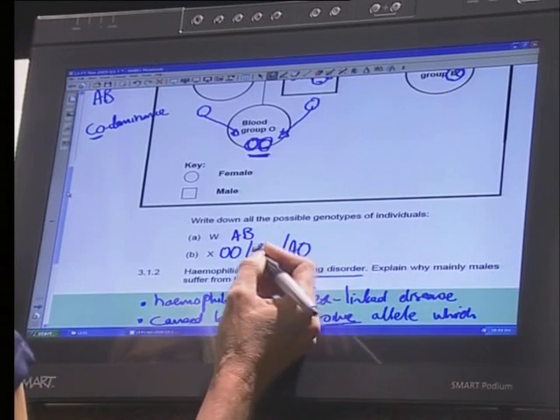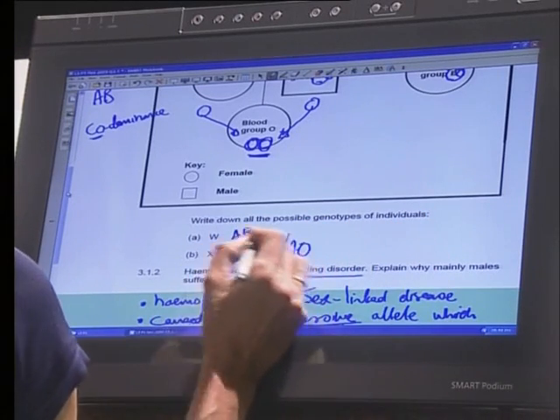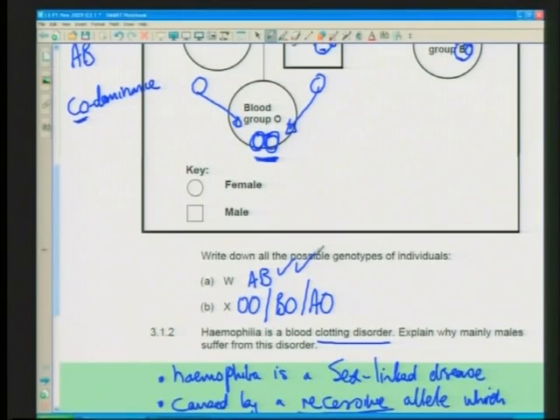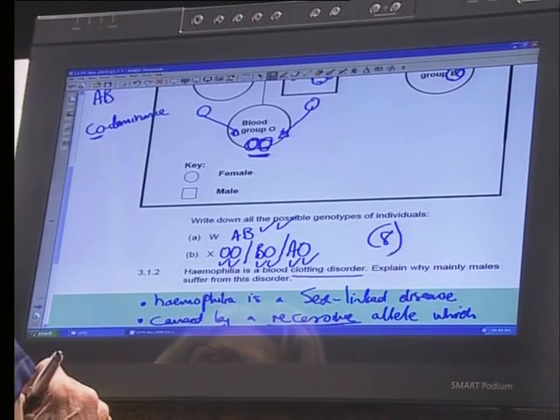So let me think here. Your genotype there can only be AB, so that's 2 marks. Your genotype for here can only be OO, which is 2 marks, then BO, AO. So that's 2, 4, 6, 8. There's your 8 marks.